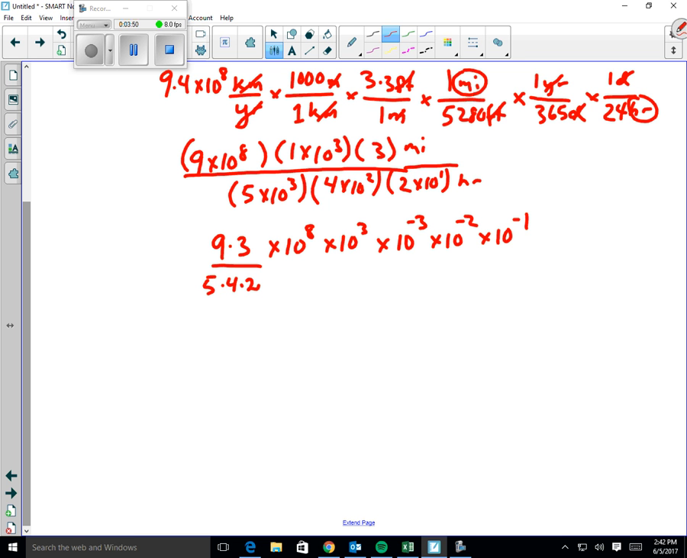Now, there's a couple ways I could go from here, but I might look at this. 4 times 2 is about 8. 8 is about the same as 9, so I can cancel those. And then 3 divided by 5 is 0.6. So now I have 0.6. And when I add my exponents, 8 plus 3 is 11, minus 3 is 8, minus 2 is 6, minus 1 is 5. So it's 10 to the 5th.